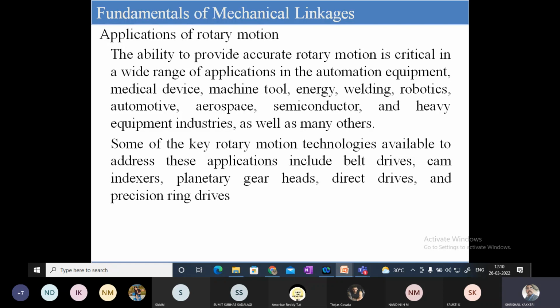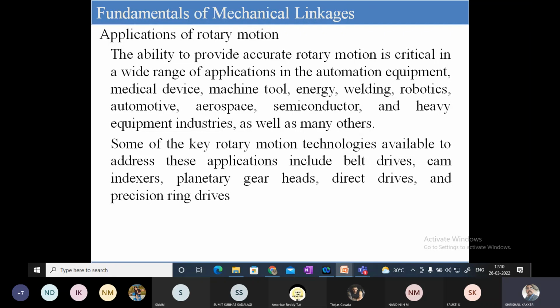We can find the rotary motion applications. Okay, and these rotary motion applications include also the belt drives, the cam indexing mechanisms, okay, and the planetary gear heads, okay, and the direct drives. All these are the precision driving systems. You have seen gear trains. It may be a simple gear train or it may be a compound gear train, okay, and the rack and pinion arrangement, the ratchet arrangement, okay. All these will be rotary motions. All the gears and the belt drives, gear drives, and the chain drives, all these will be rotary motion mechanisms.